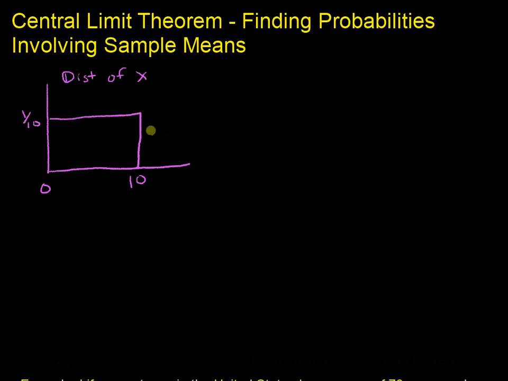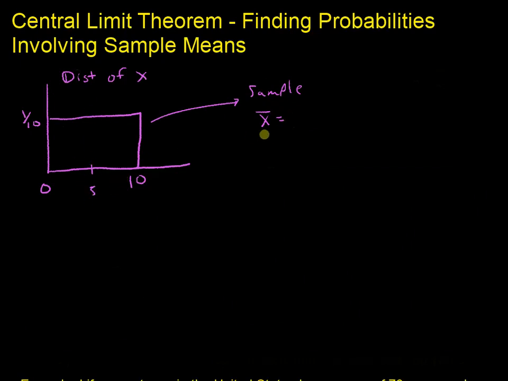Now, let's say I were to go and get a sample from this uniform distribution, and I were to calculate x bar, the sample mean. Now, the mean of this distribution is 5. It makes sense that it would be 5, right? It's halfway between 0 and 10, and every possible value has an equal opportunity of being selected, so it seems reasonable that the mean of this distribution should be 5.